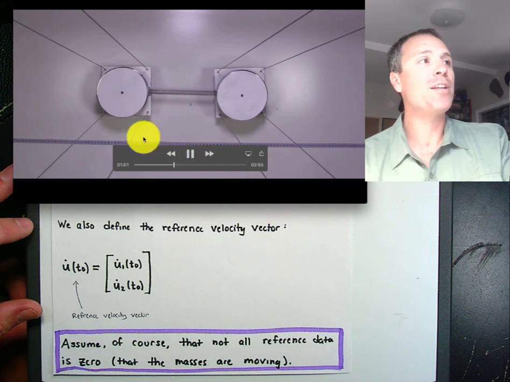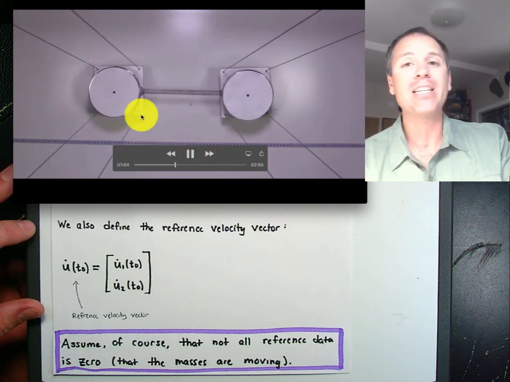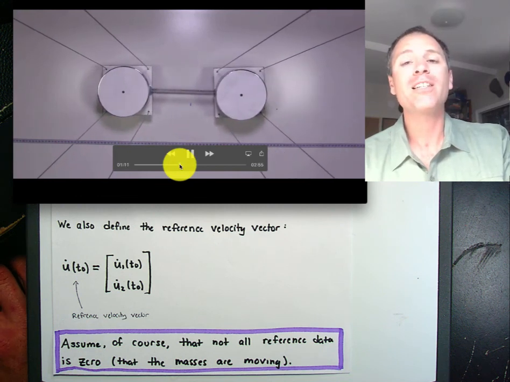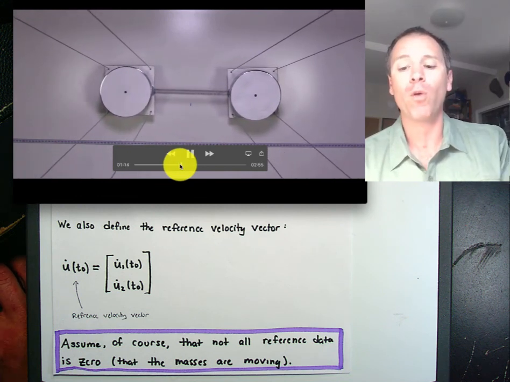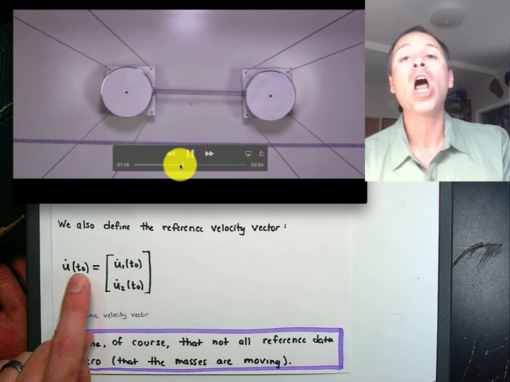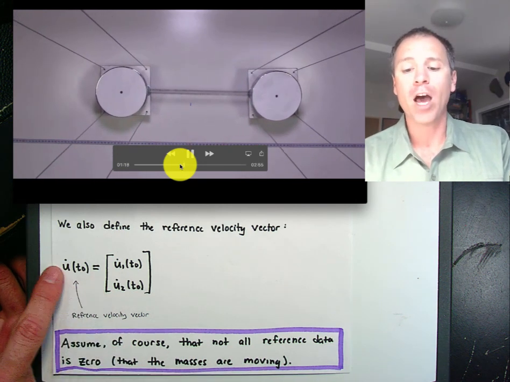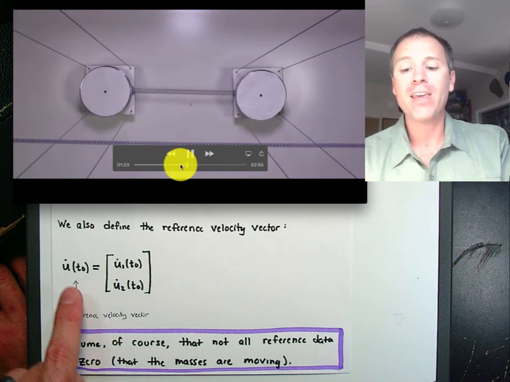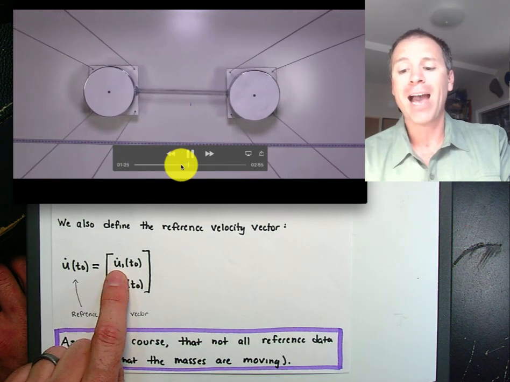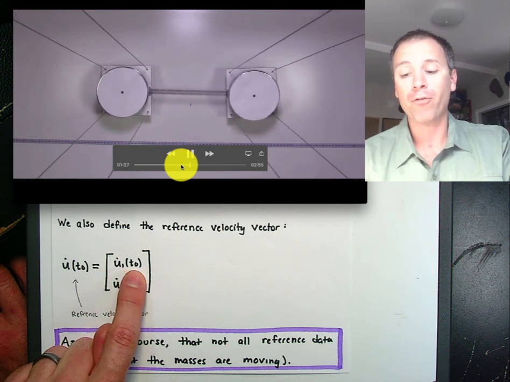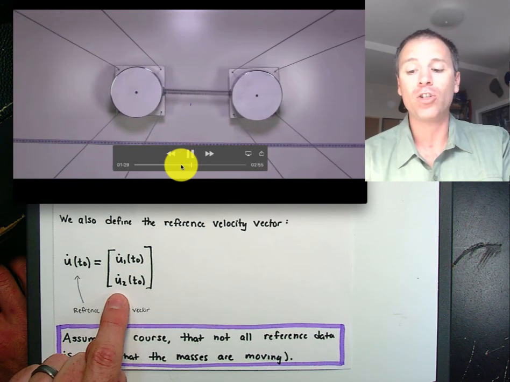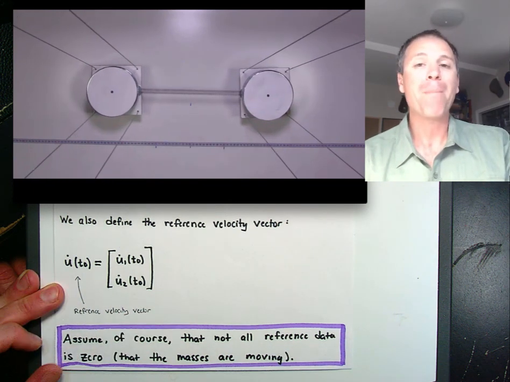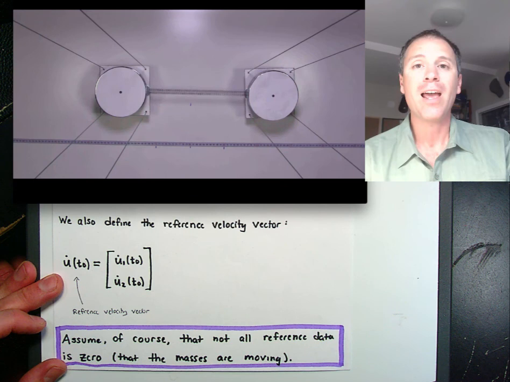Moreover, not only does this video give us access to what we call position data through our Tracker measurements, but those data points can also be used to calculate a representation of what we call initial velocity or reference velocity. In other words, not only do we have u of t naught, but we also have u dot of t naught, the velocity of mass 1 at reference time t naught and the velocity of mass 2 at reference time t naught.